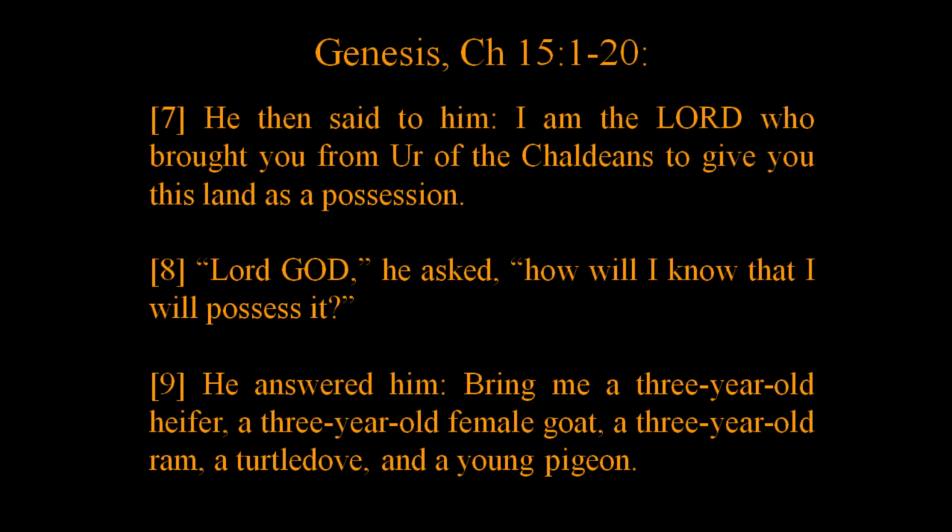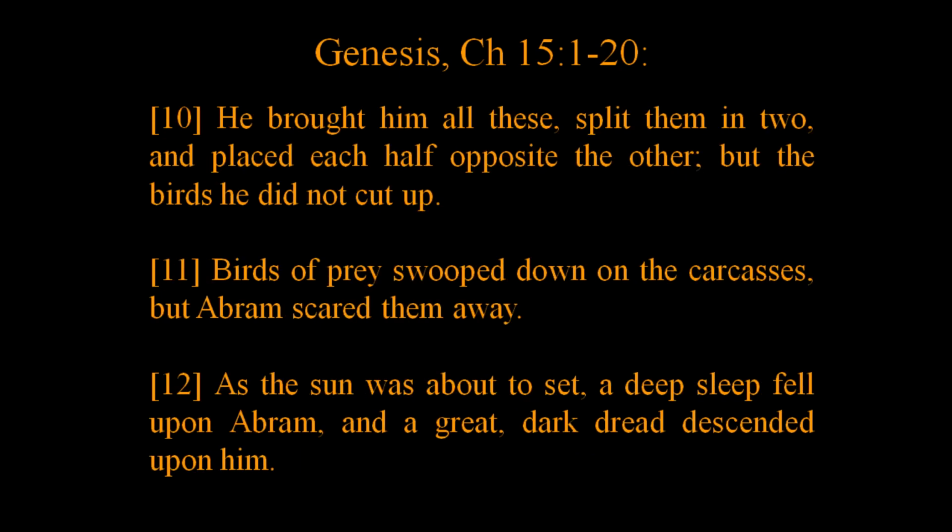Lord God, he asked, how will I know I will possess it? He answered him, bring me a 3-year-old heifer, a 3-year-old female goat, a 3-year-old ram, a turtle dove, and a young pigeon. He brought him all these, split them in two, and placed each half opposite of the other. But the birds he did not cut up. Birds of prey swooped down on the carcasses, but Abram scared them away.